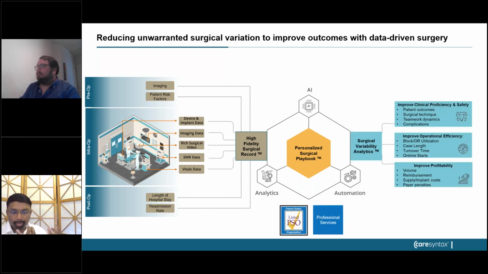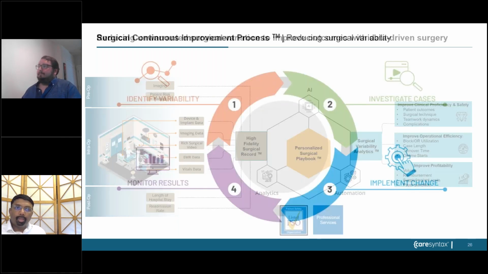When we compare the high fidelity surgical record with the personalized surgical playbook, that's really when you start looking at variability and you define, well, where are there opportunities to help improve? How can you improve patient outcomes, reduce complications, improve proficiency? From an operating efficiency standpoint, how do you start looking at case length, turnover times, and then improving profitability? So that's really that high-level approach about data-driven surgery to reduce unnecessary variation, but really focusing on that high-fidelity surgical record and then identifying variation.